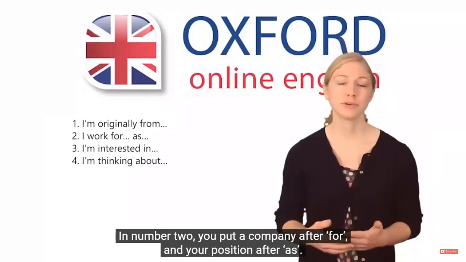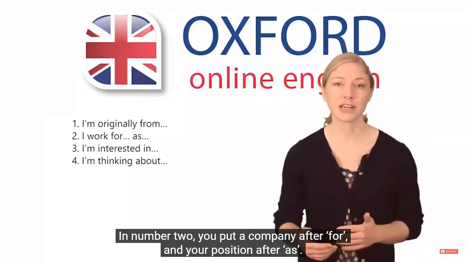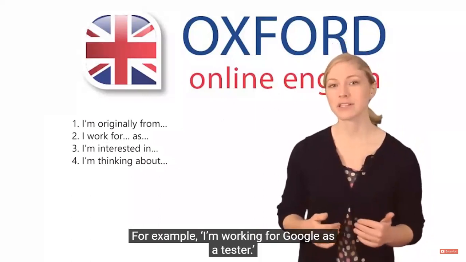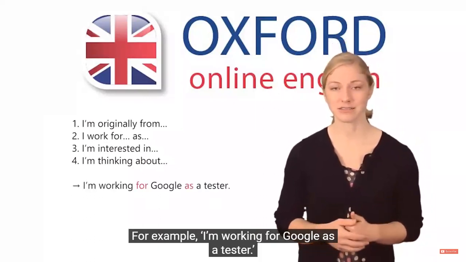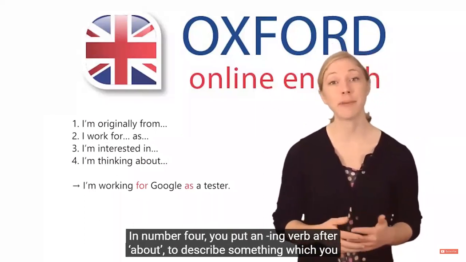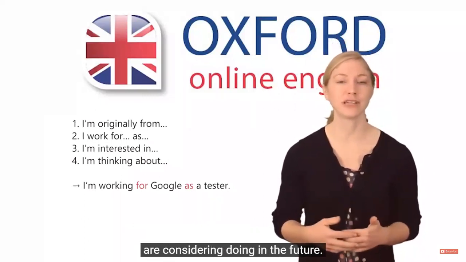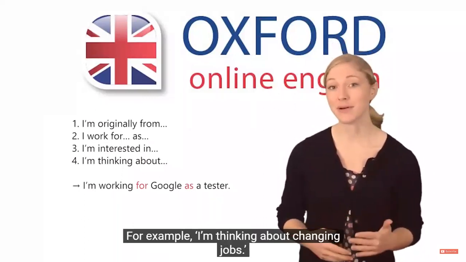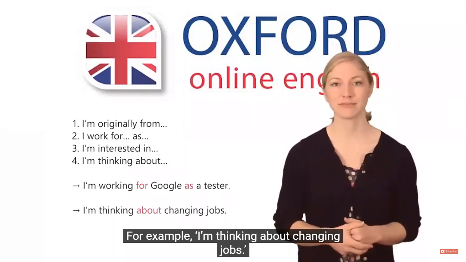In number 2, you put a company after for and your position after as. For example, I'm working for Google as a tester. In number 4, you put an ing verb after about to describe something which you are considering doing in the future. For example, I'm thinking about changing jobs.